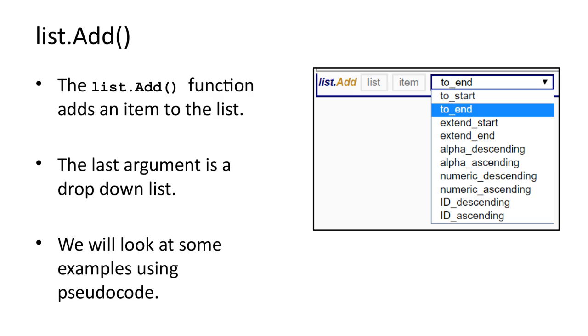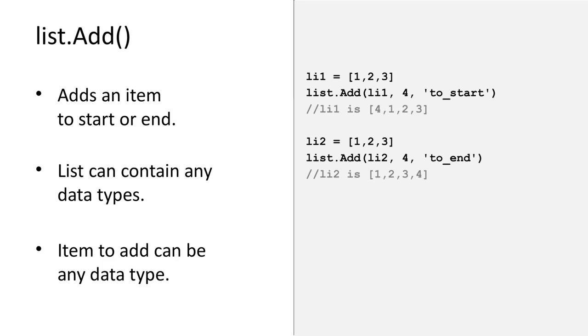The list.add function adds items to a list. The drop-down allows you to select how the items are added. We will have a look at the first four options, which are the most common. If "to start" is selected, the item will be added to the start of the list. Similarly, if "to end" is selected, the item will be added to the end of the list.